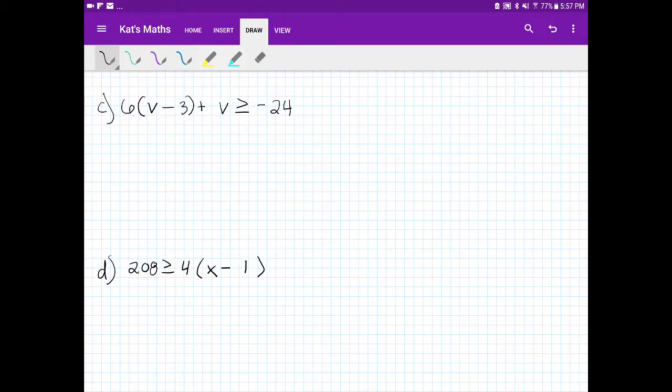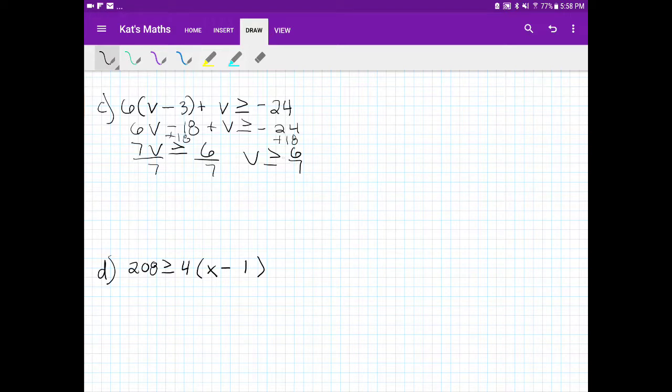Okay, so here we have multiple v's. So we're going to multiply so we can combine our like terms. So 6v minus 18 plus v is greater than or equal to negative 24. So combining my like terms, I end up with 7v is greater than or equal to, I'm adding 18, so I didn't write that down, plus 18. So that difference is 6. So dividing by 7, you get v is greater than or equal to 6/7.